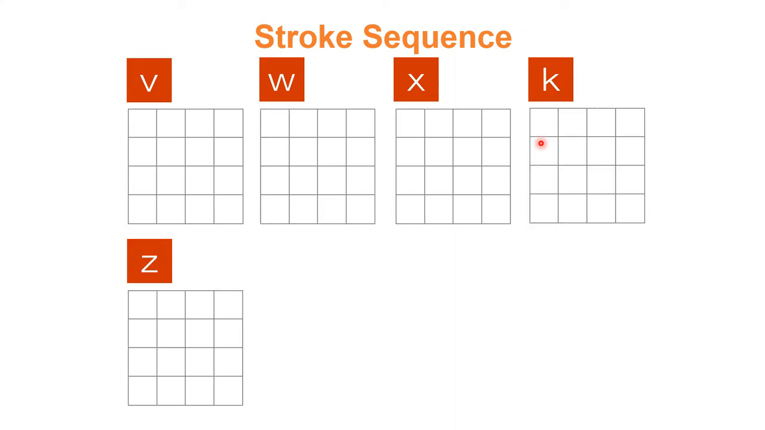Now you will see the lowercase letters V, W.